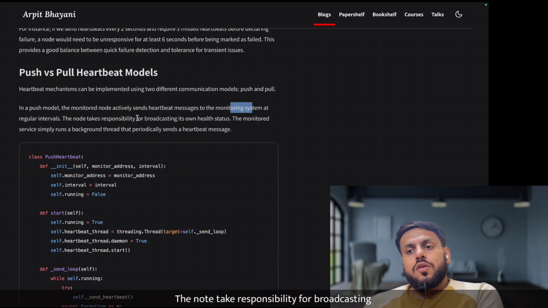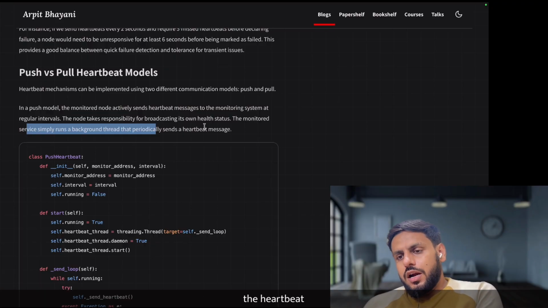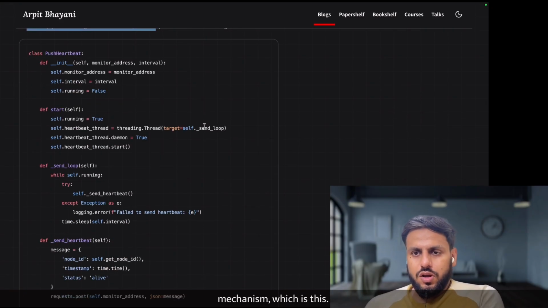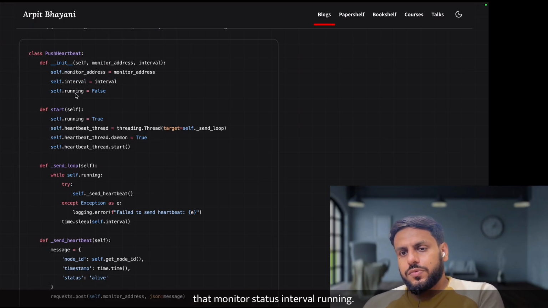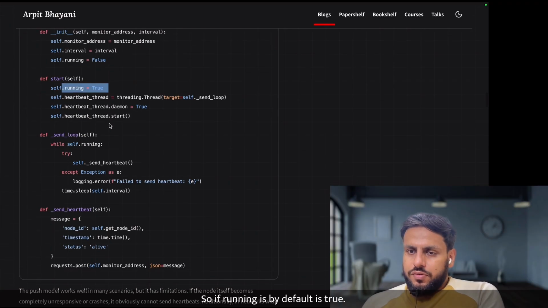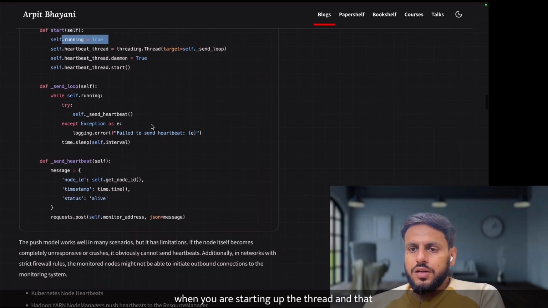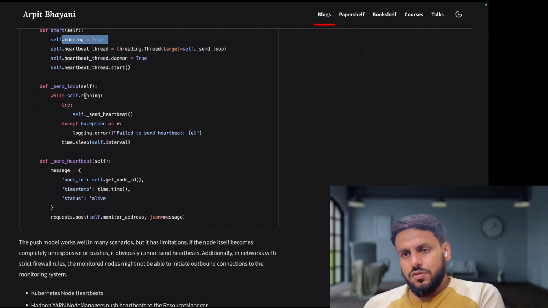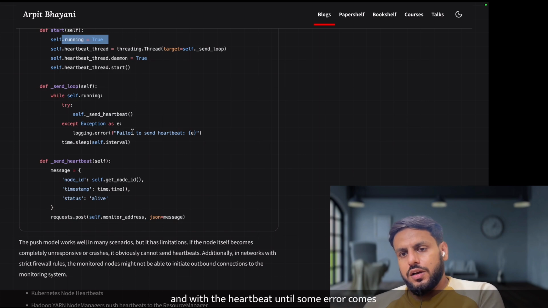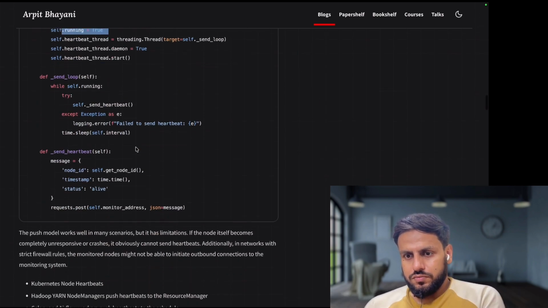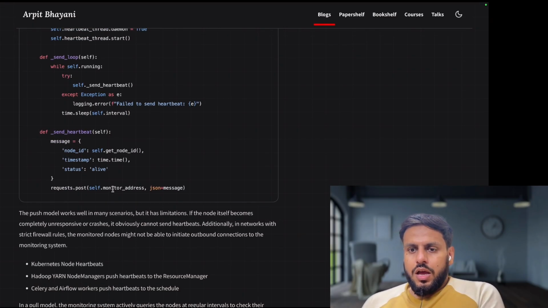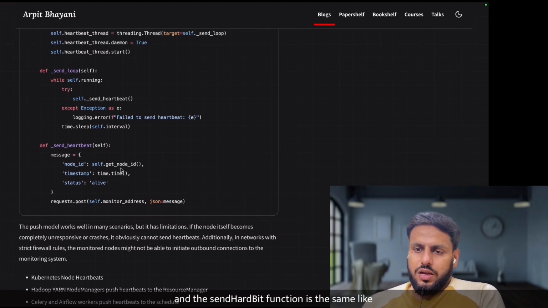The node takes responsibility for broadcasting its own health status. The monitor service simply runs in a background thread and periodically sends a heartbeat. So push heartbeat is that monitor status interval running. Running is by default true when you are starting up the thread, and that thread will run infinitely with the heartbeat until some error comes, and it will sleep for some interval, because you will be setting up that interval, as we talked about in the last video. And the send heartbeat function is the same as last time.